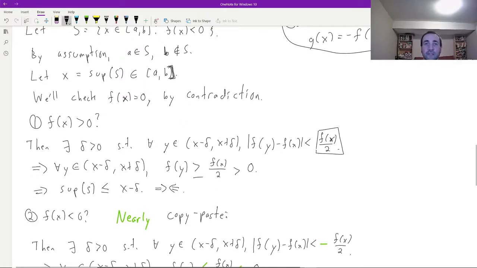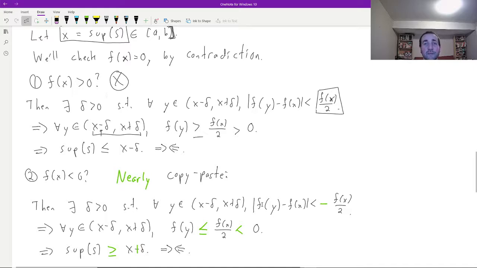So what happens in that little interval? Well, for y in that interval, that means that f of y is bigger than f of x over 2, which means that it's strictly positive. But that meant that actually y wasn't in the set S at all, and in fact, this entire interval is not sitting in the set S. Therefore, the supremum of S had to be actually before this interval. It's at most x minus delta. But that contradicts the fact that x was defined to be the supremum of S. Okay, so we've ruled out the possibility that f of x is strictly positive.